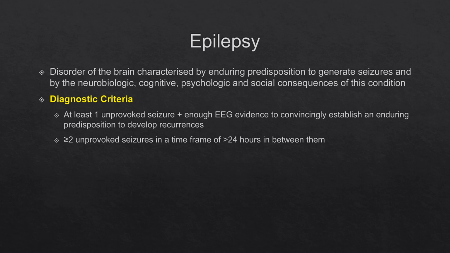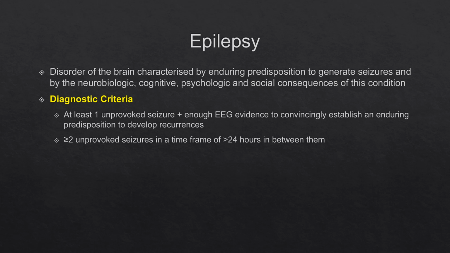Unprovoked seizure means a seizure which has developed without any cause which can be established. For example, dyslipidemia, trauma, fever, any cause that can be attributed to the seizure has not been able to be found, and the EEG evidence is there which is suggesting that the child may develop recurrent seizures in the future.